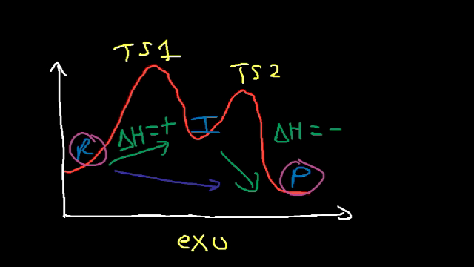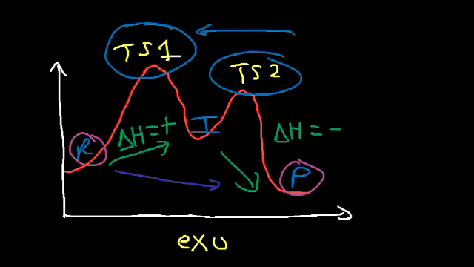Notice that the first transition state is higher in energy than the second. So that means that the first step is the slow step or the rate determinant step. The second step is the fast step.